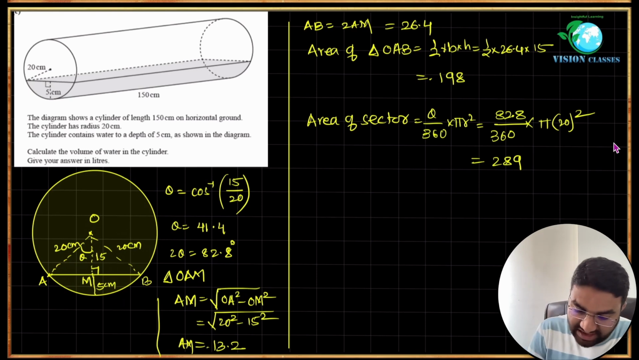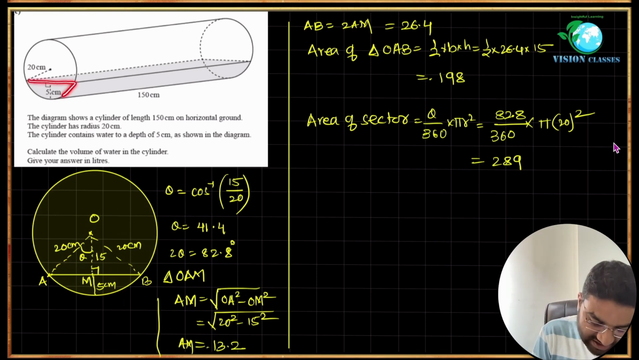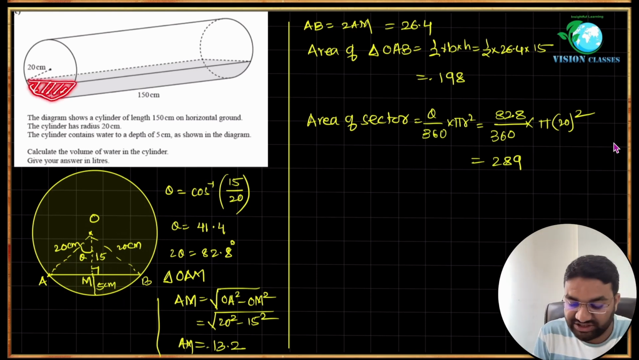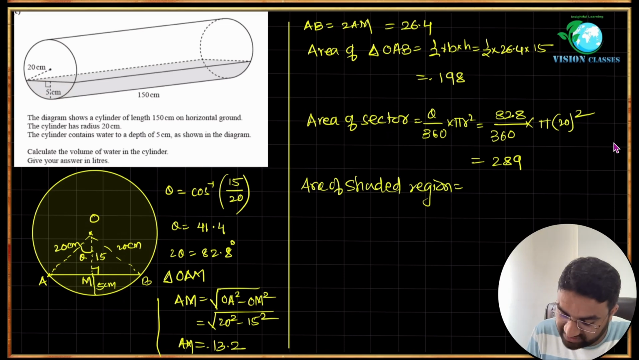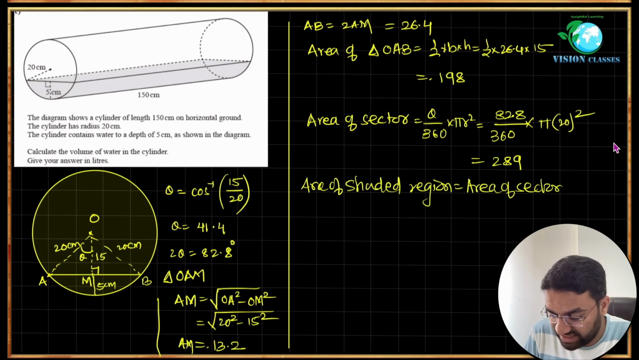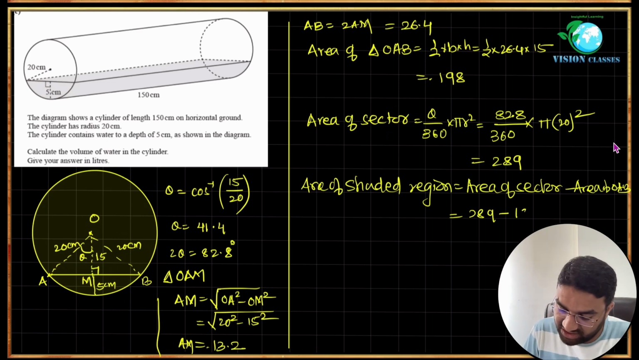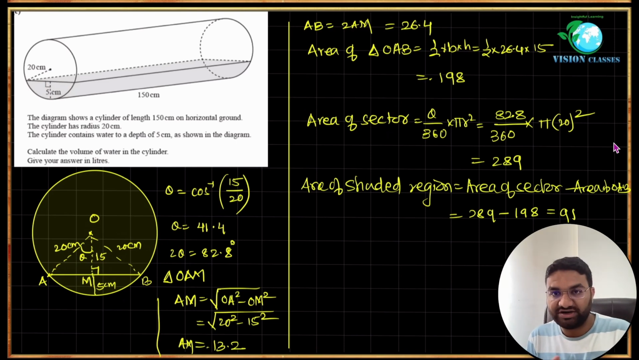Now we have to calculate the shaded region. To do that, we take the area of the triangle away from the area of the sector. The area of the shaded region is equal to the area of the sector minus the area of triangle OAB, which is 289 minus 198. The answer will be 91. I hope you understood this part.